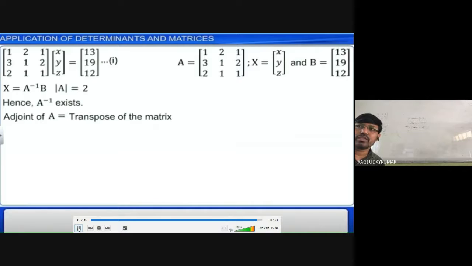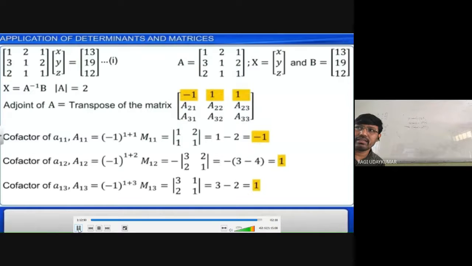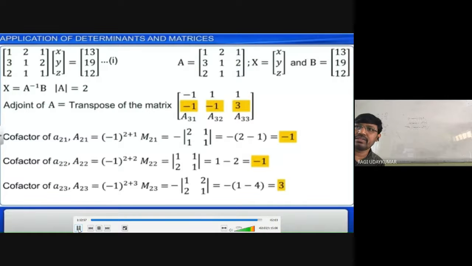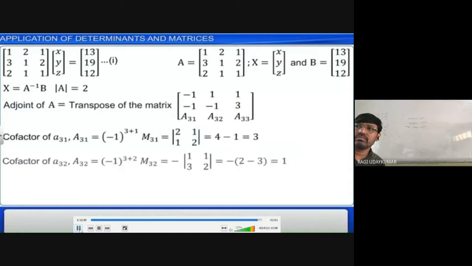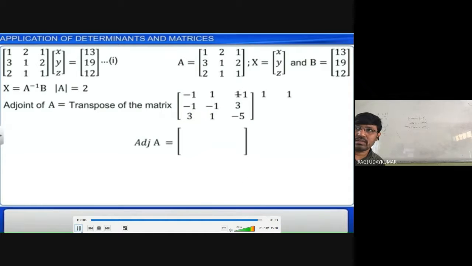So adjoint of A is the transpose of the matrix obtained by replacing every element with its cofactor. So write the cofactors, then take their transpose. The cofactor of every element is found here, replacing each element. Like this cofactors are found. Cofactor of third row: 3, 1, minus 5. And its transpose is to be taken: first row becomes first column, second row second column, third row third column.